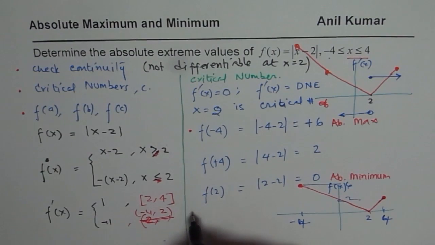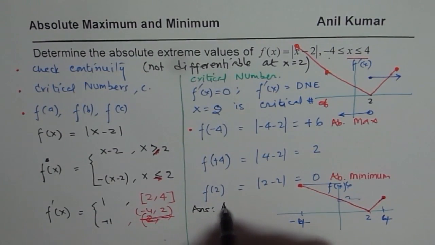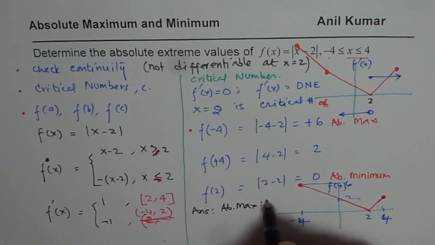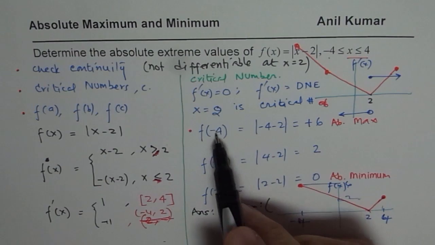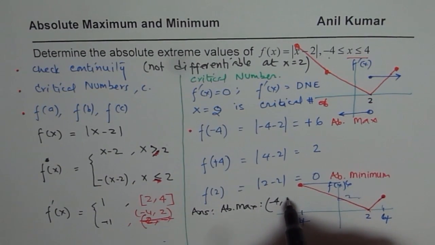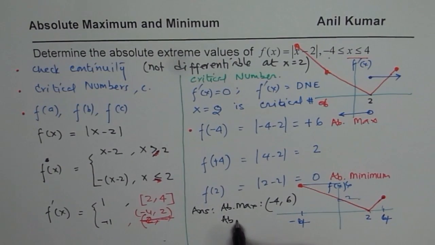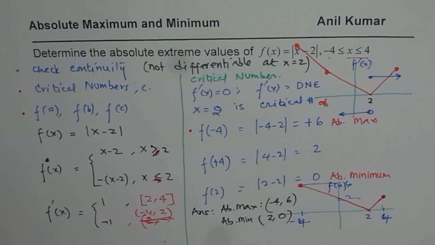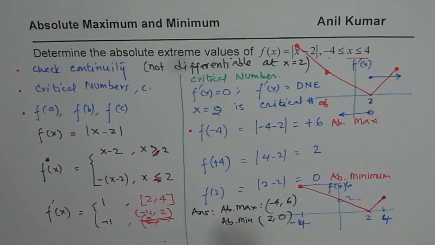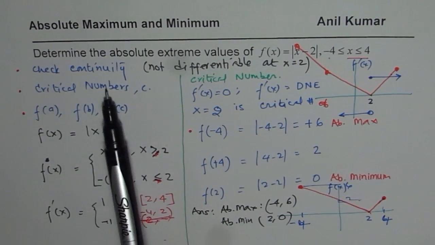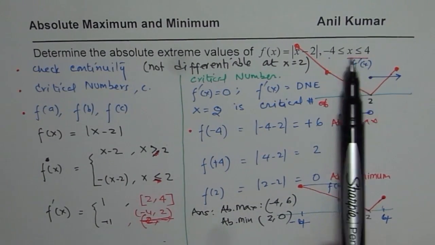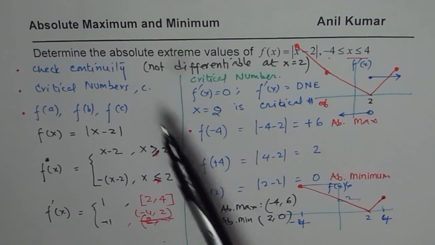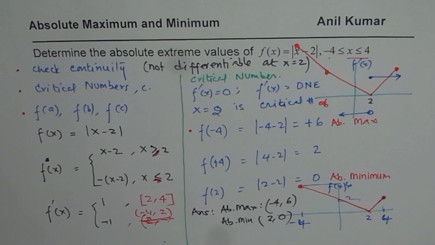Now let us write down our answer. So our answer is: the absolute maximum is at -4, and the value is 6. And the absolute minimum is at 2, and the value is 0. So that is how you should be answering these questions. So the important thing is, check for continuity, check for critical numbers, find the value at the upper and lower limits, and also at the critical number. Compare the 3 values and write down your answer. That is how it should be done. Thank you.